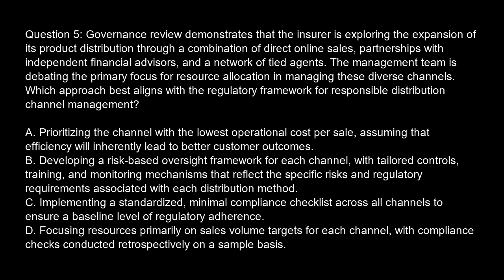Option A. Prioritizing the channel with the lowest operational cost per sale, assuming that efficiency will inherently lead to better customer outcomes. Option B. Developing a risk-based oversight framework for each channel, with tailored controls, training, and monitoring mechanisms that reflect the specific risks and regulatory requirements associated with each distribution method. Option C. Implementing a standardized, minimal compliance checklist across all channels to ensure a baseline level of regulatory adherence. Option D. Focusing resources primarily on sales volume targets for each channel, with compliance checks conducted retrospectively on a sample basis.